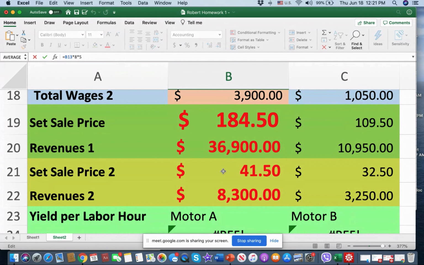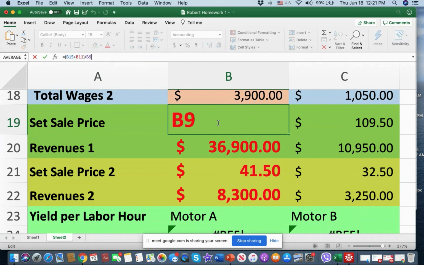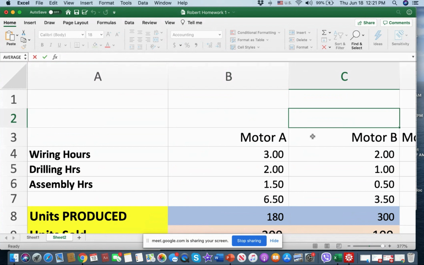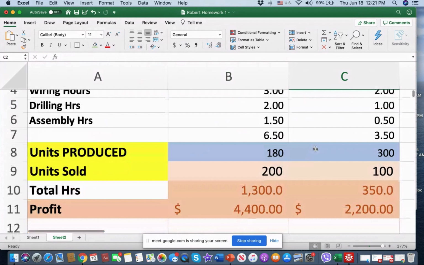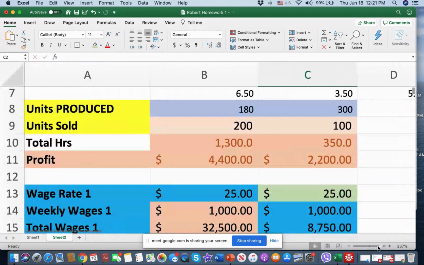And I want to be here. Now here I change the color. And I have a question. What is this number? This number is B15 plus B11 divided by B9. I go on and I say it. B15, and I reduce it in size so I can be able to see it.